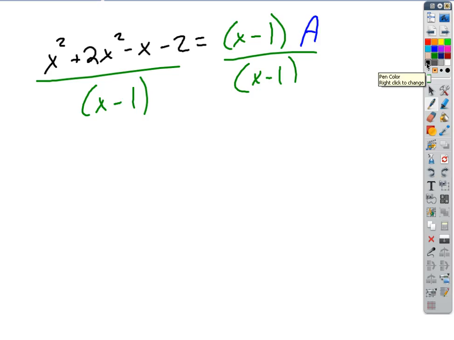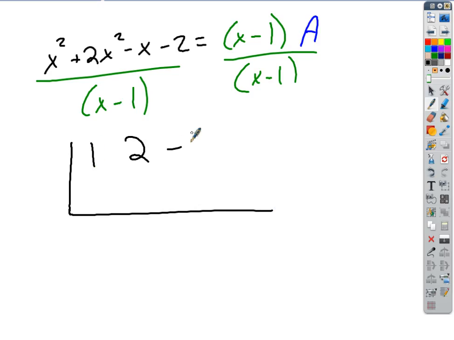So if I divide this out synthetically, what are the coefficients? 1, 2, negative 1, negative 2, and the 0 I'm putting out front? 1. 1 was a solution. So then what goes in here? If x minus 1 is a factor, or 1 is a 0, what's the remainder have to be? 0. Okay.